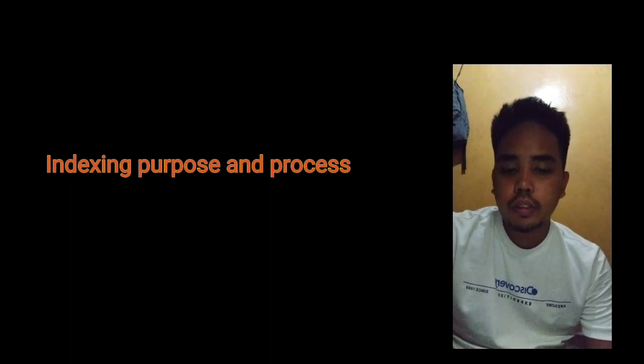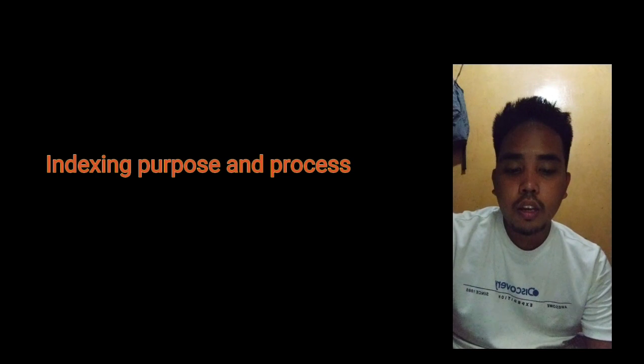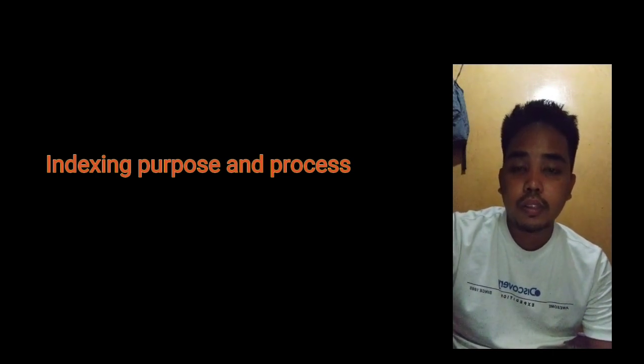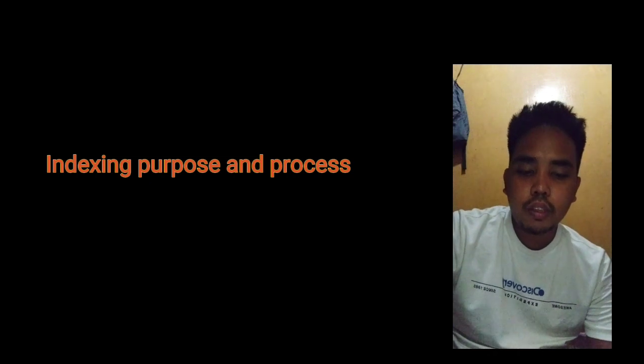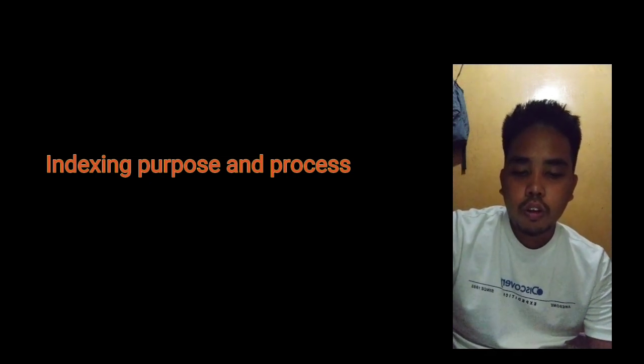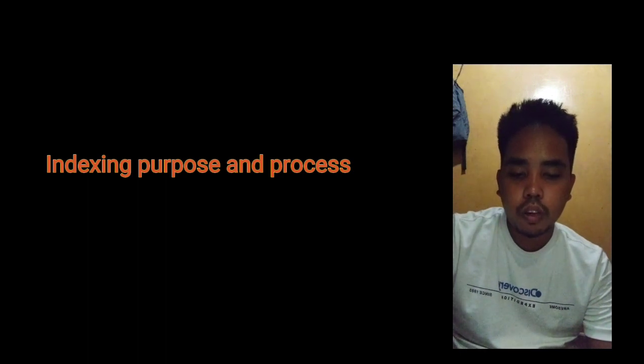Indexing purpose and process. Indexes are used to quickly locate data without having to search every row in a database table every time a database table is accessed. The indexing process has 4 stages, namely content specification, tokenization of documents, processing of document terms, and index building.